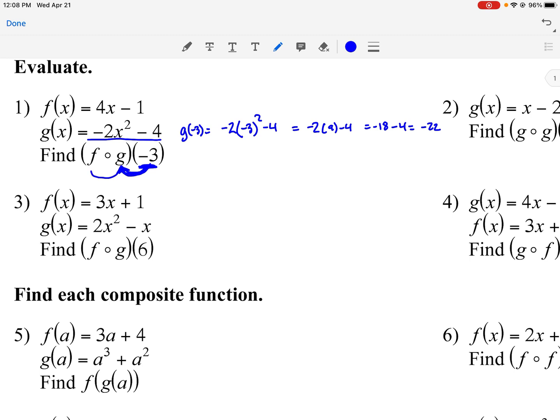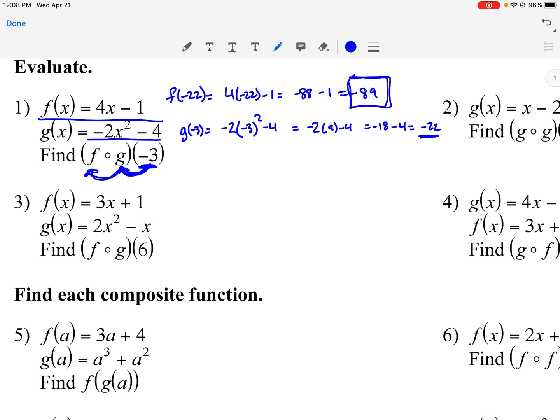And then we take that answer that we got, that -22, and we plug that answer into f and see where it goes from there. So we take our f function now and we plug in a -22. So f of -22, that's going to be 4 times -22 minus 1. So you just multiply that out, minus 1, and we end up with -89. And this is our final answer once you've done all of those steps and plugged the -3 into the g, into the f.